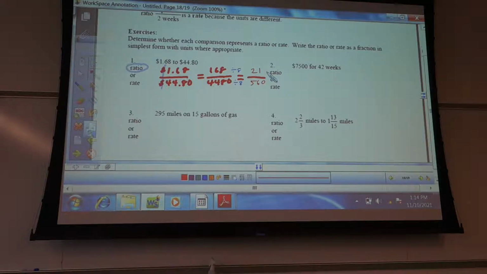Okay, so then try dividing it by 7. Ooh, that worked out. So divide top and bottom by 7. And what do we get? 3 over 80. Done.